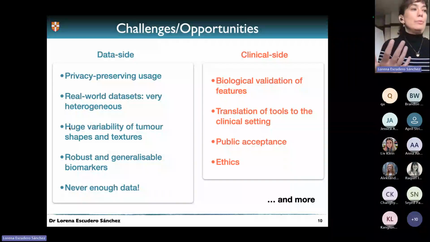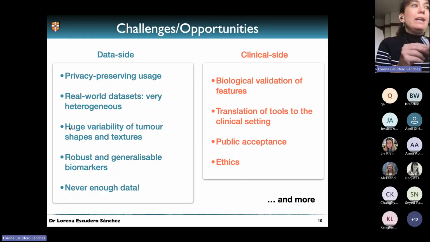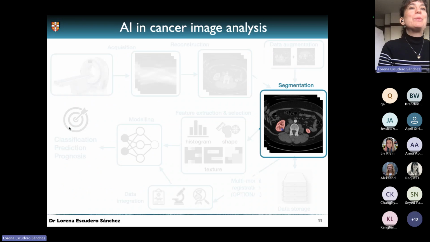We need to be able to interpret them. We need to be able to explain them if we are thinking about these models to be in the clinical, in any hospital being used. And we also need to take into account the public acceptance. And in the near future, we have to start thinking about ethics as well. If the model makes a mistake, who is liable for that mistake? And many more probably that I haven't put in here.